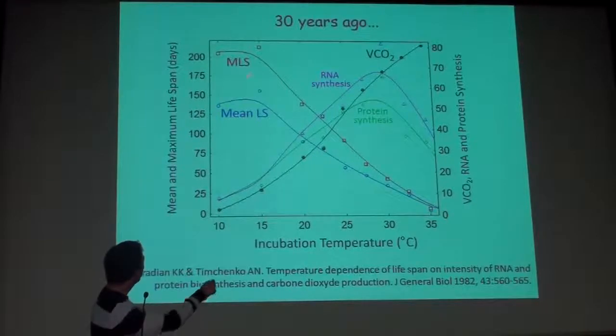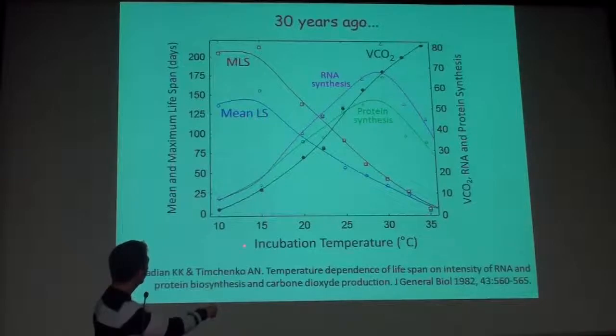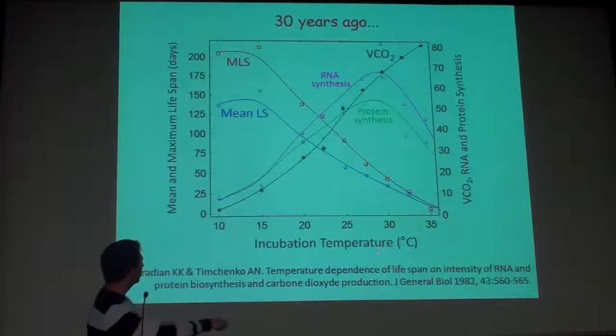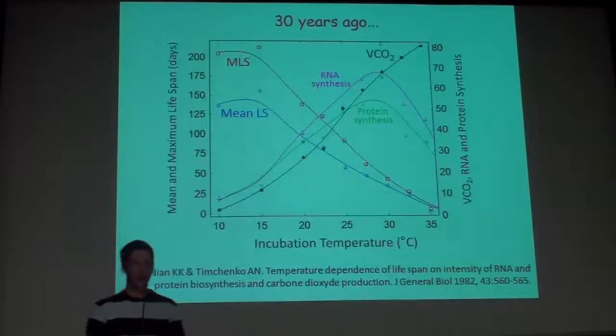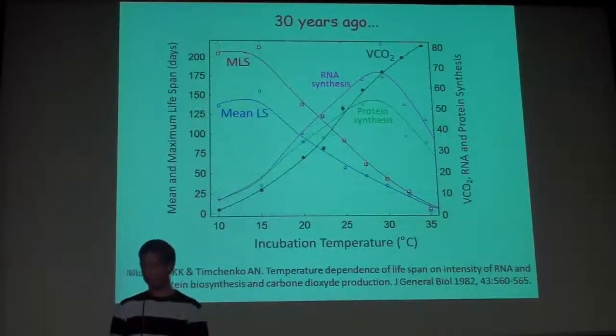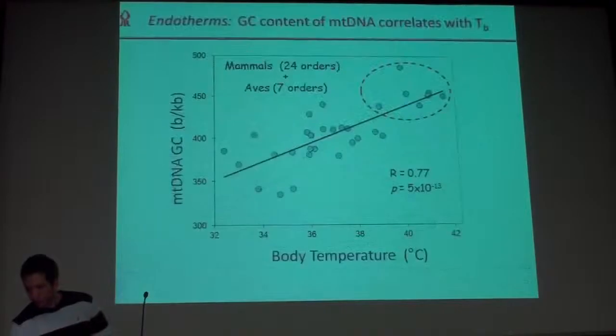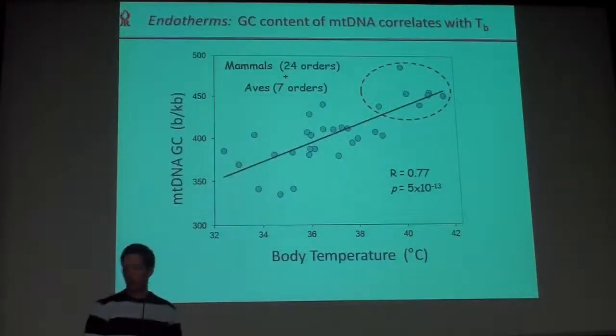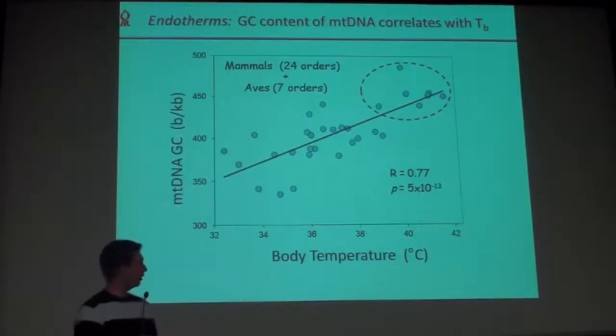As you can see, this is the maximum lifespan, and the mean lifespan is a function of incubation temperature in Drosophila, an exothermic species. And what about mammals? Is there any evidence for the effect of temperature in mammals? Briefly, we found an association between the mitochondrial DNA GC content and the body temperature.